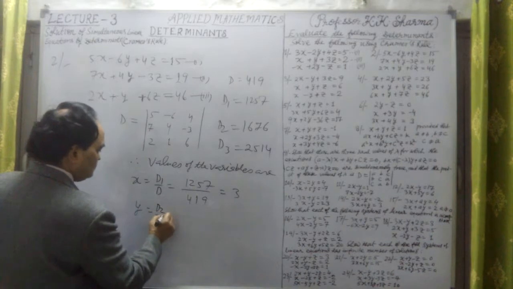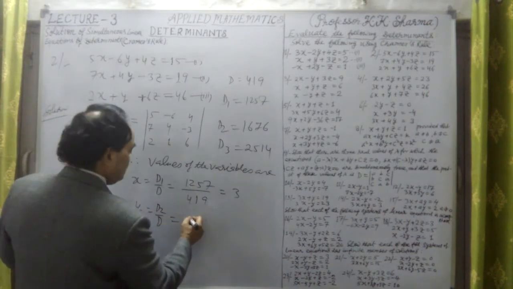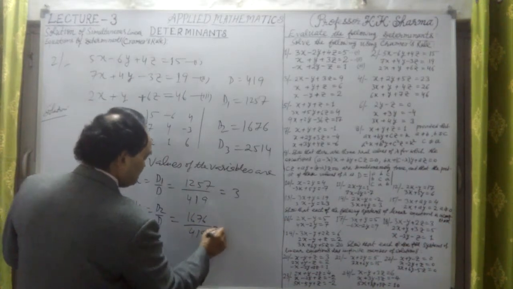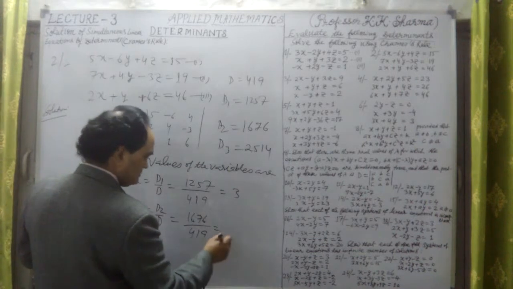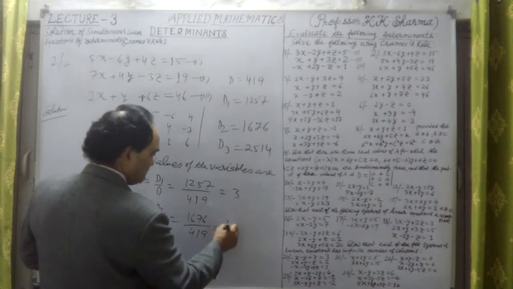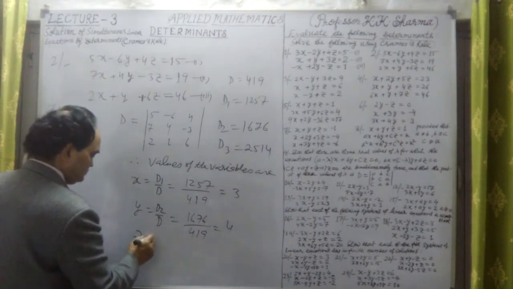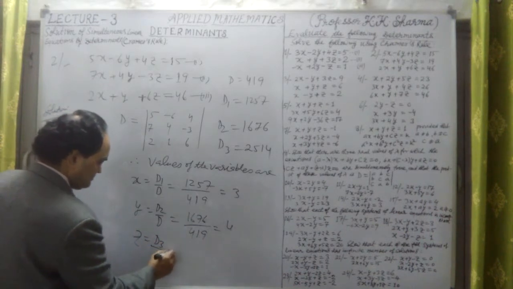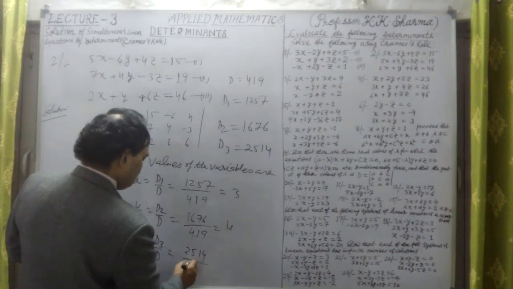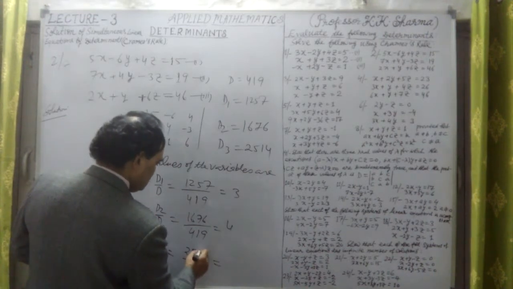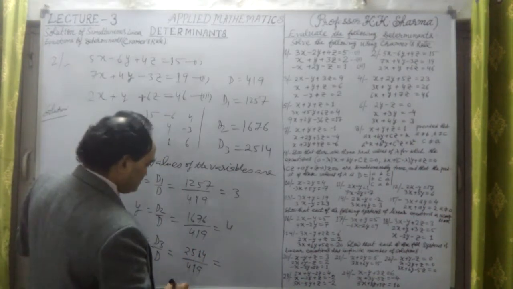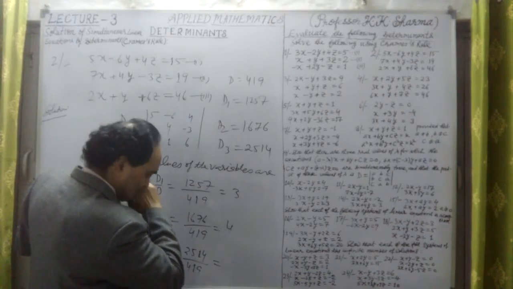Similarly, y equal to d2 upon d. d2 is 1676 divided by 490. This is 4 times I think. 436, yeah. 6, 3 carry 4 in the 4 and 3, 7, 5, 4 to the 16. 4 times, alright. Z equal to d3 upon d. d3 here is 25, 40 divided by 490. 419, yeah. So this is the value of now.